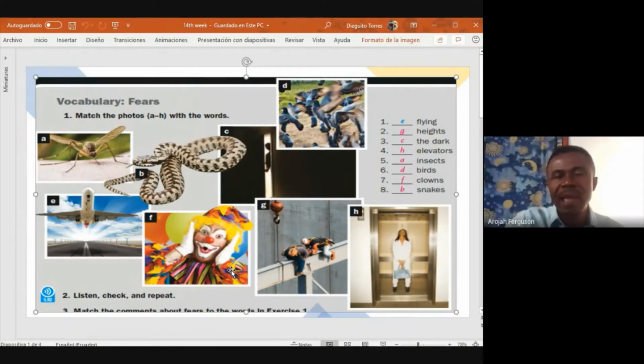So for the vocabulary of items that we fear, we have these eight: flying, heights, the dark, elevators, insects, birds, clowns, and snakes. There are people who also have natural fears. If they are going to make a presentation in school for any topic in front of many people, they are afraid to talk.